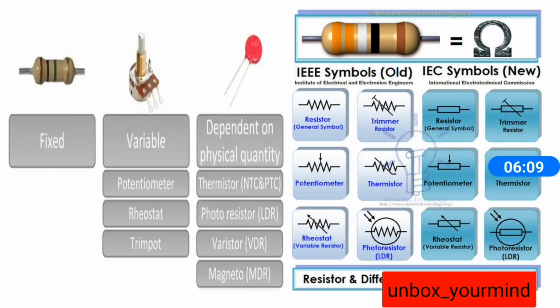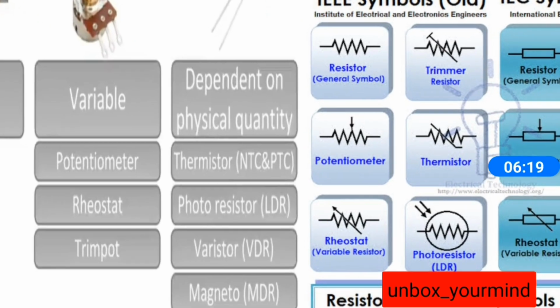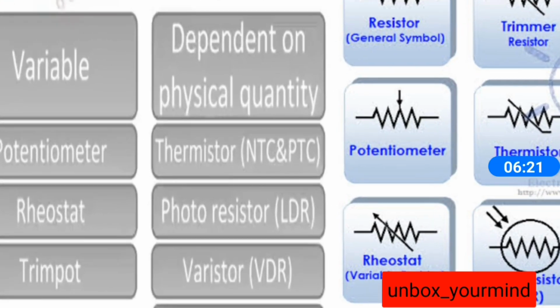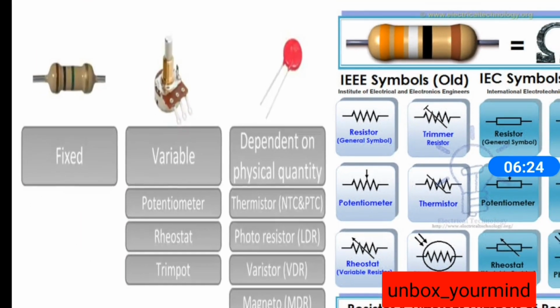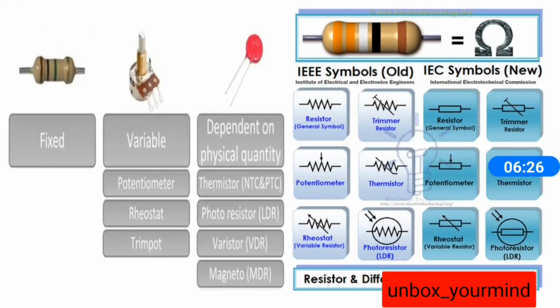And there is another type of resistance, which depends on a physical quantity, like LDR. There is a sensor called LDR, which is light dependent resistor. So in that device, the resistance will completely depend on the light. So there are many types under this. You will be seeing everything step by step. So under this term, that is LDR.